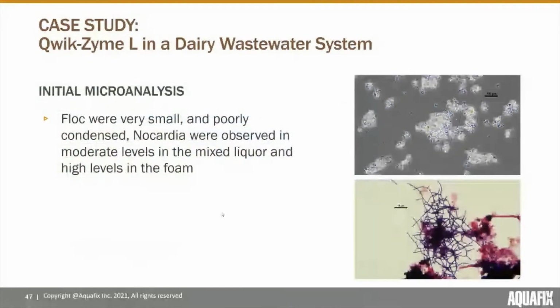All right, so we had our initial microanalysis. We can see the flock were very small and fragmented looking. There were fairly moderate levels of nocardiiforms in the system. We were kind of seeing them all over the place.